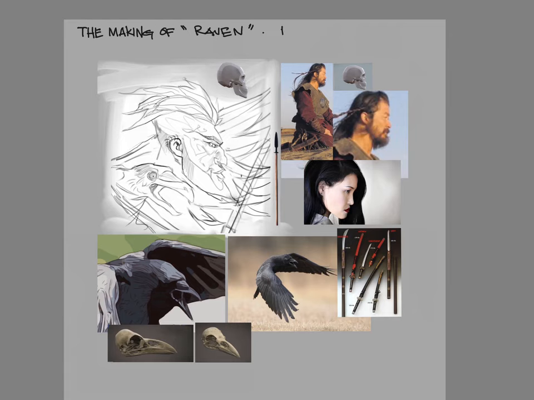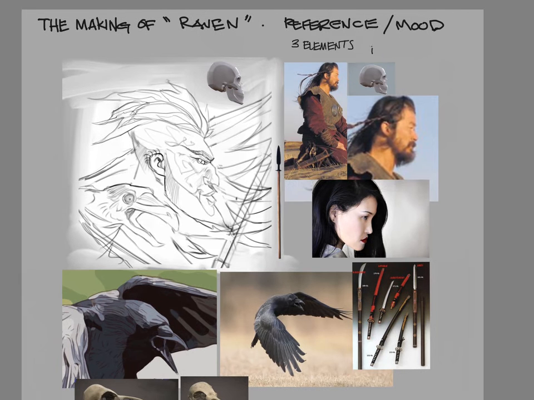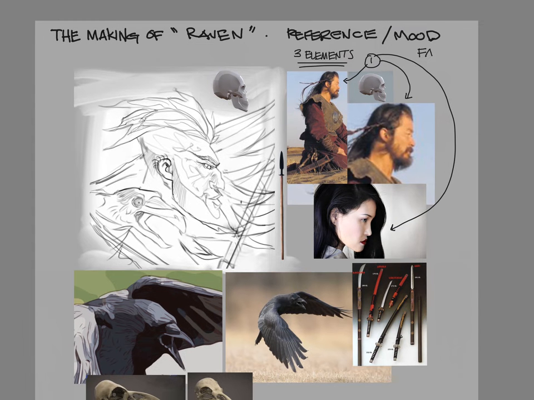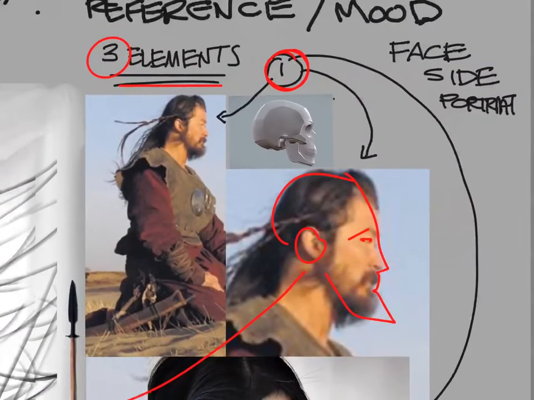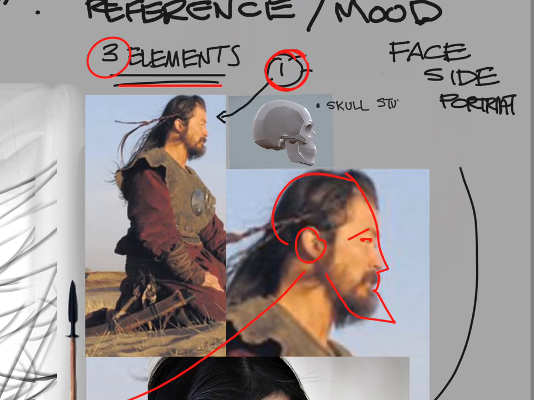So the making of Raven, let's begin. First thing is reference. So what I try to do is keep it simple. I found 3 elements, and there's 3 elements in the design. I went and I found a Mongolian warrior, I found a skull, and I kind of stylized it a little bit. I didn't want to make a replica of this illustration.